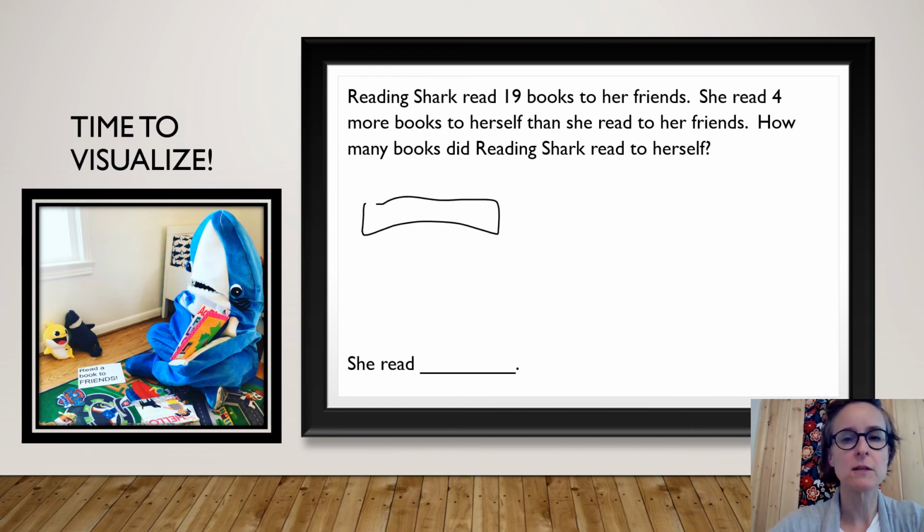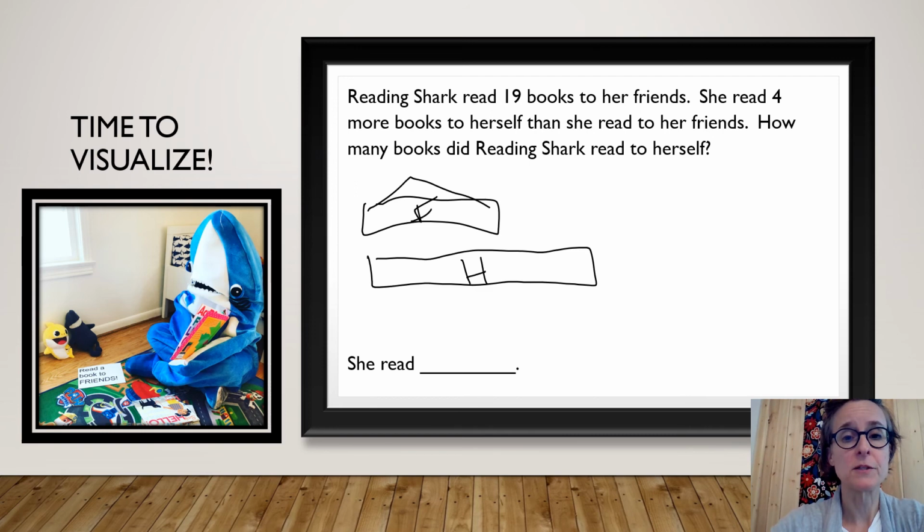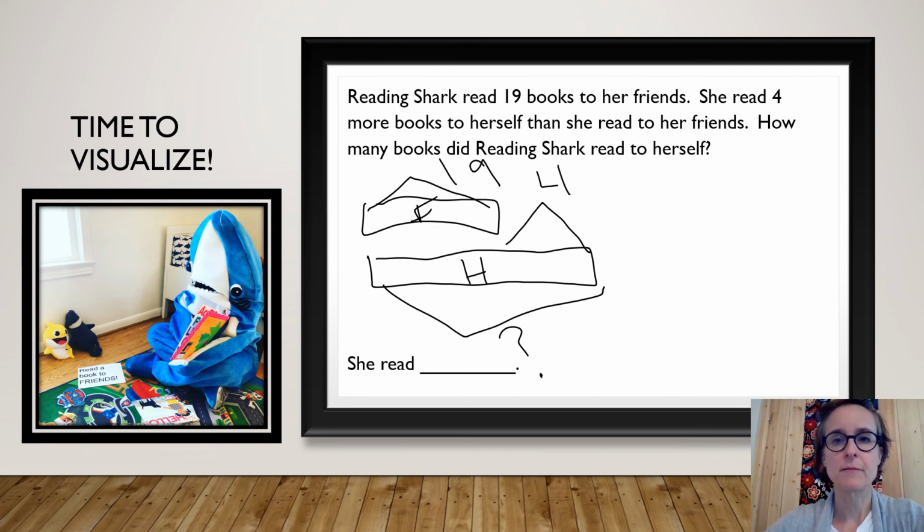So in my comparison bar model, I know that she read books to her friends and she read more books to herself. I know the number of books she read to her friends was 19. And I know that she read 4 more to herself. What I don't know is how many books she read to herself. But when I look at my comparison bar model, I think I can figure it out. Can you?